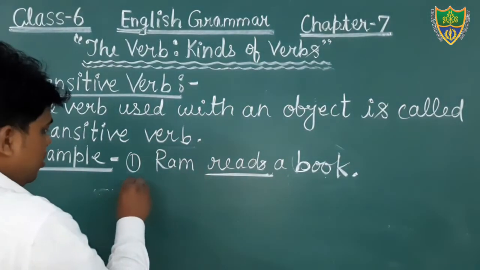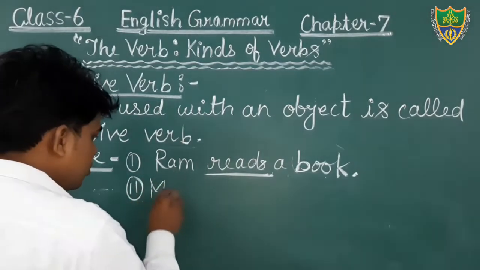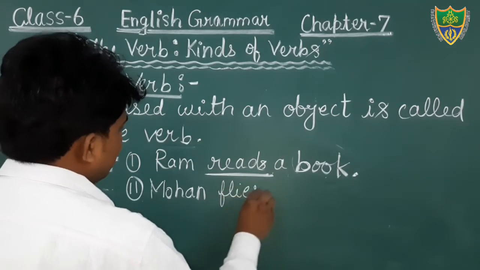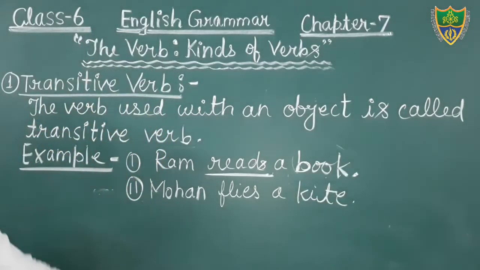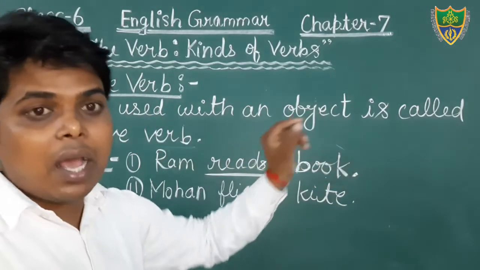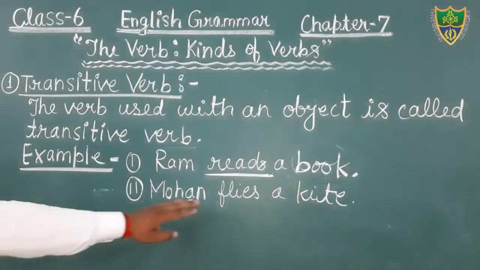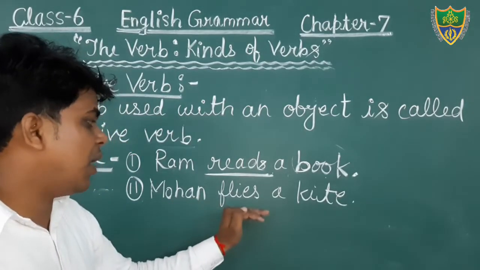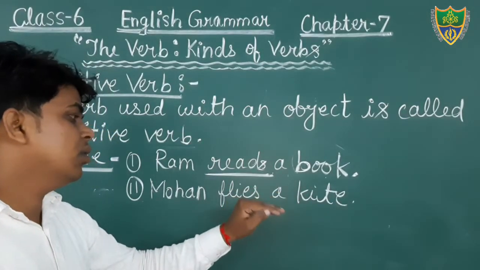Okay, students. One more example, please see. Mohan flies a kite. Okay, Mohan flies a kite. Now we will again make the question. What does Mohan fly? We are getting an object, a kite. Therefore, that is transitive verb.